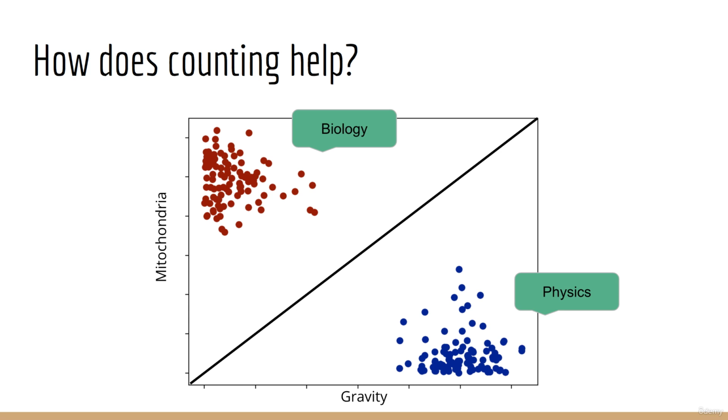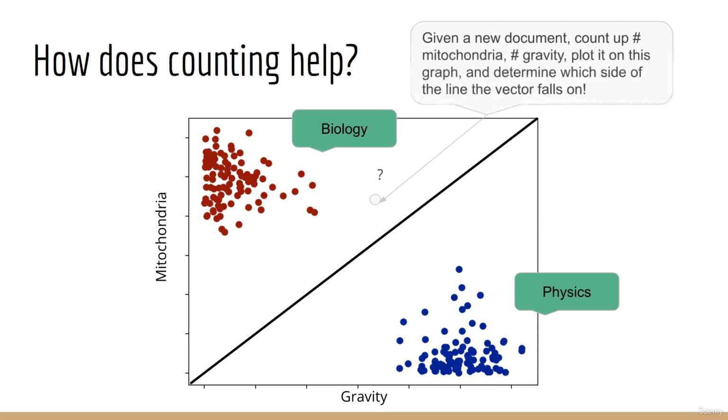So suppose that we did our counting for all of our documents. What might we expect to get? Well, we would expect to get something like this. Most of the biology documents appear along the mitochondria axis, while most of the physics documents appear along the gravity axis. Of course, sometimes biology documents might contain the word gravity, and vice versa. But clearly there's a pattern here. I can draw a neat line that separates the documents of the two classes. That is to say, using these count vectors, I can now classify between documents about biology and documents about physics.